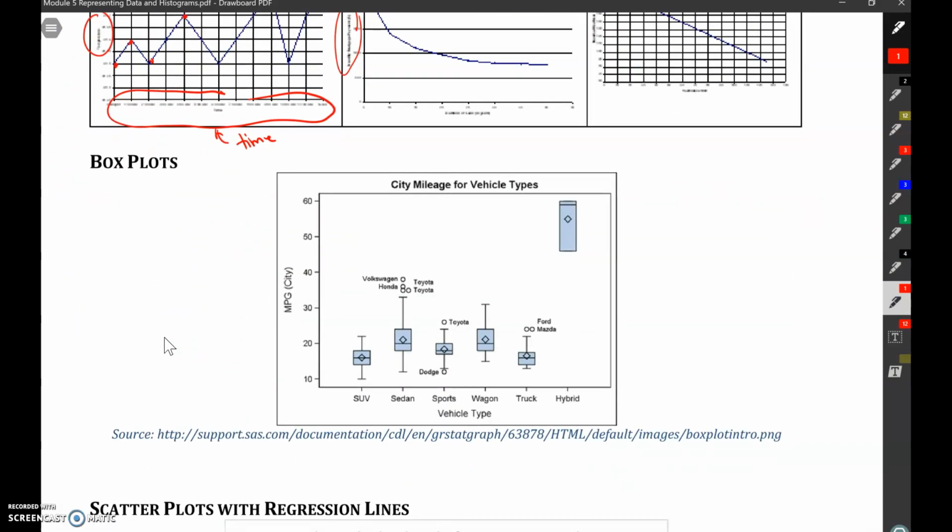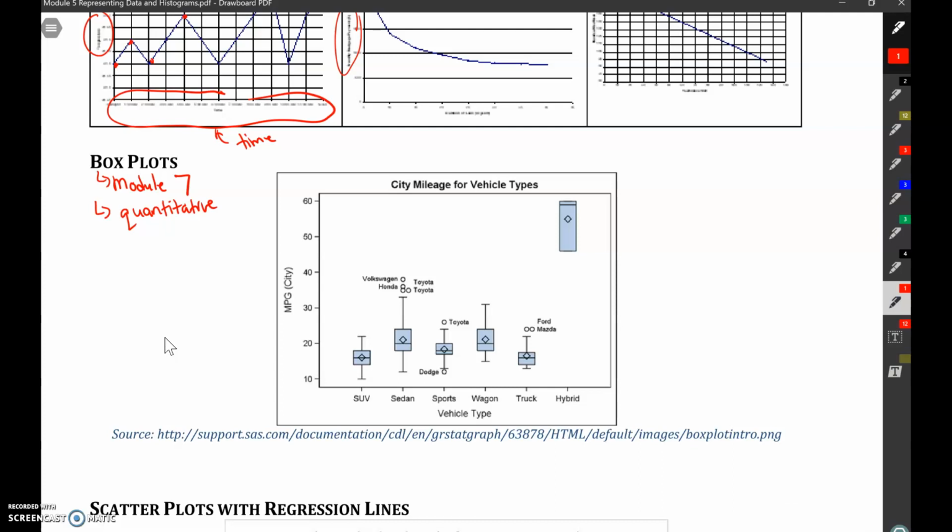Our fourth type of graph, which you may not have seen before, is a box plot. We're going to spend some time drawing box plots by hand in a couple weeks. Okay, it's going to be covered in Module 7. Okay.